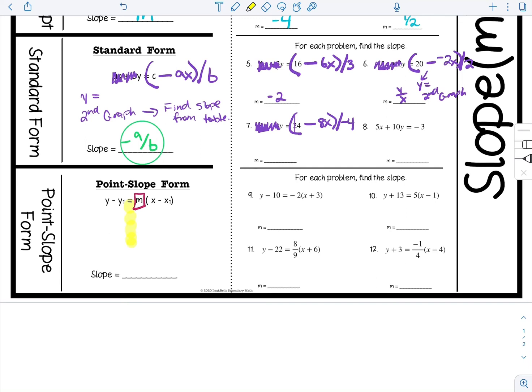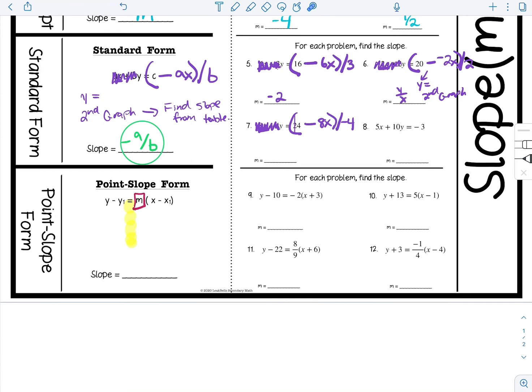Don't forget that this is the equation here, right? So we do have y minus y1 on the left side, and the right side has a number times x minus x1, which is normally a number as well. So we have an example of what this looks like right here in number 9. We have y minus 10 equals -2 times x plus 3. And well, people, there we have it.